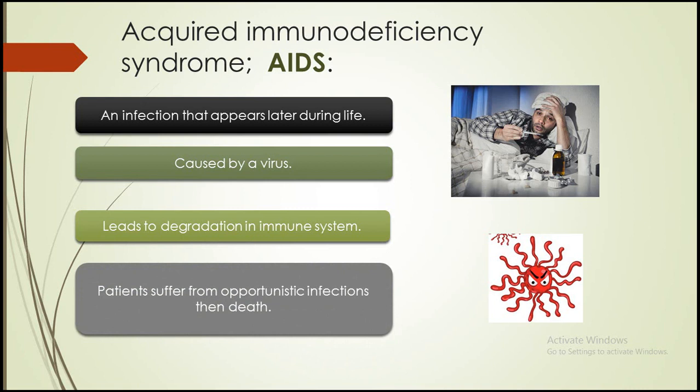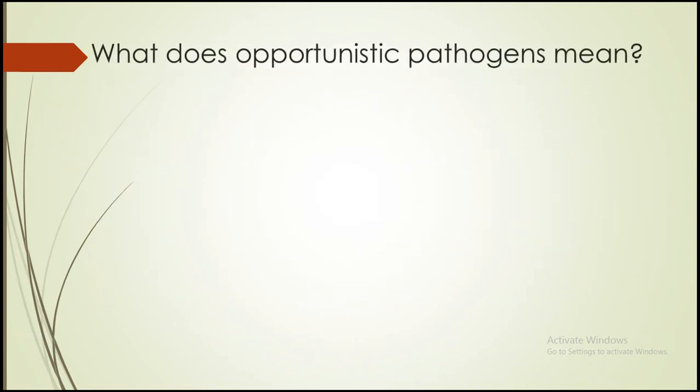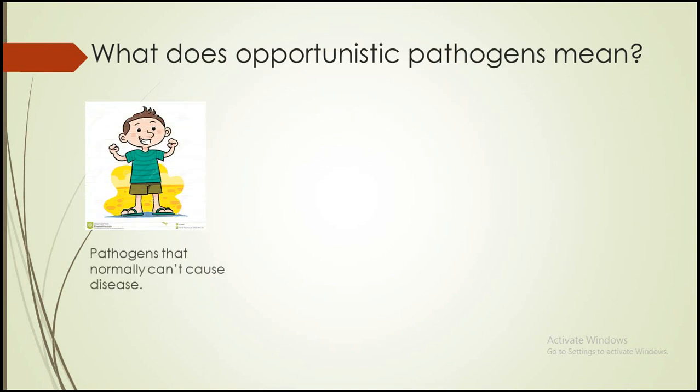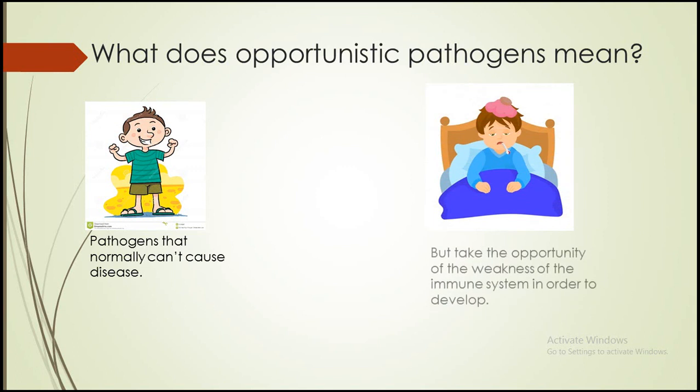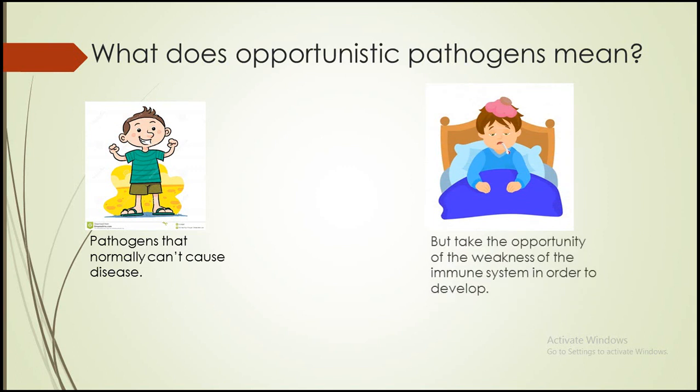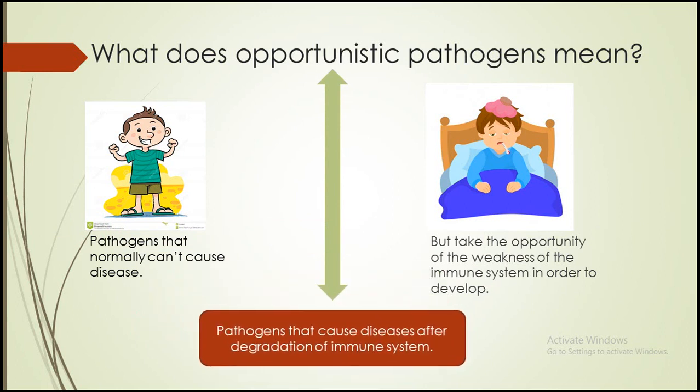What do we mean by opportunistic infections? Opportunistic infections are caused by opportunistic pathogens. What do we mean by opportunistic pathogens? Pathogens that normally can't cause disease, which means that opportunistic pathogens do not infect healthy individuals, can't cause a disease in a healthy individual. But these pathogens take opportunity of the weakness of immune system in order to develop, which means that they infect a weak immune system. So we can say that they are pathogens that cause disease after degradation of immune system.